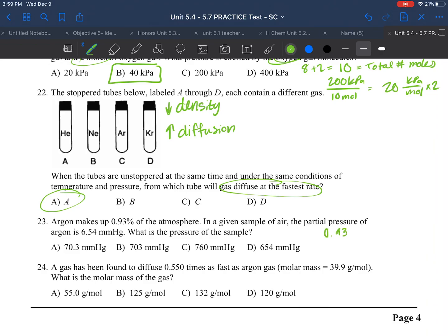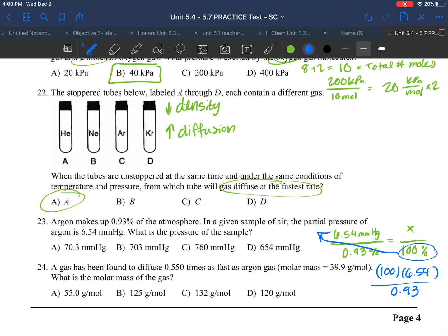So if 6.54 millimeters of mercury is to 0.93% of a sample, what is the pressure to 100% of the sample? Oops, I'm setting this up upside down. One moment here. And so if you were to solve for X, you would just move that 100% to the numerator on the other side, and you would get 100 times 6.54 divided by 0.93, and that gives you the answer of 703 millimeters of mercury.